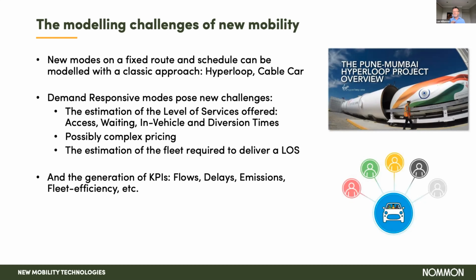First of all, you have to estimate what level of service they are delivering, because the level of service they deliver is what will determine the attractiveness, how many people will be attracted to use them. And the level of service is defined by the access time to the system, which could be zero if you summon a taxi at your front door. Waiting time, this is never actually zero. Your in-vehicle time, and in the case of ride sharing, diversion times. Your route is not going to be the shortest route from A to B. You're going to stop to pick up other passengers, and diversions in this route and additional stops in the route will happen. And this will be part of the level of service that you're getting.